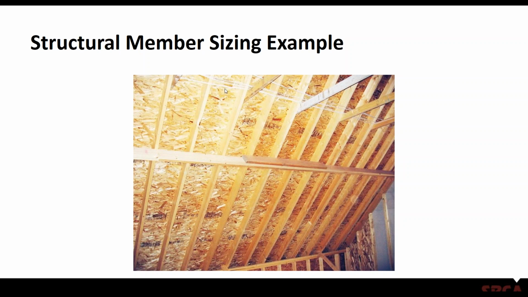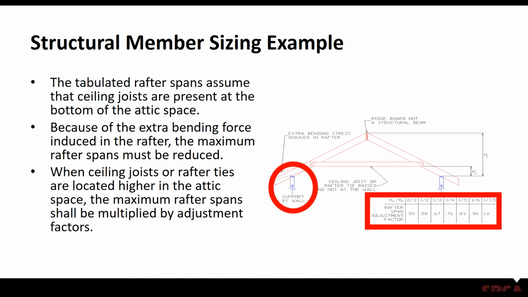You can't see the ridge board, but there's a ridge board there. But again, what's really missing from this is there's no either ceiling joist or rafter tie. And there are limitations in the span tables in the building code, because the assumption is, to get the full span that's listed in those tables, that ceiling tie needs to be down right at the bottom or at the ceiling level, where the rafter sits on top of the bearing.